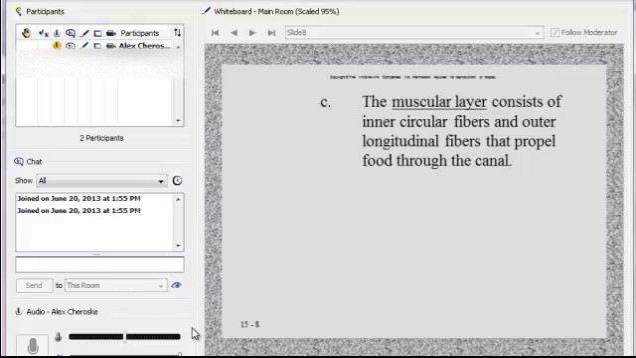It does it in the stomach. It does it in the small intestine. It just cuts it up that way, back and forth, squeezing it.